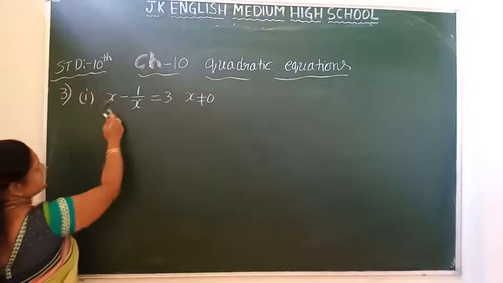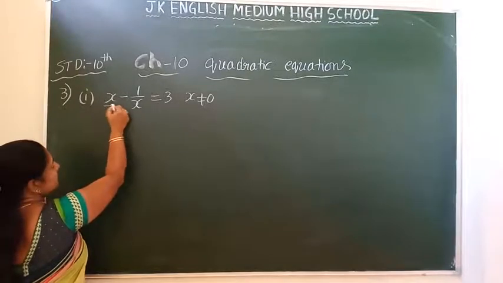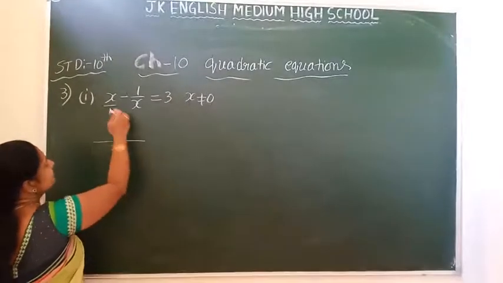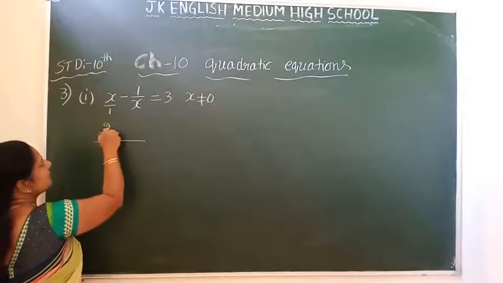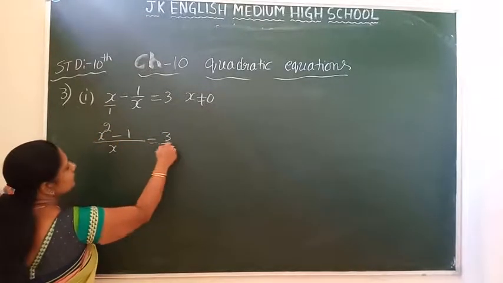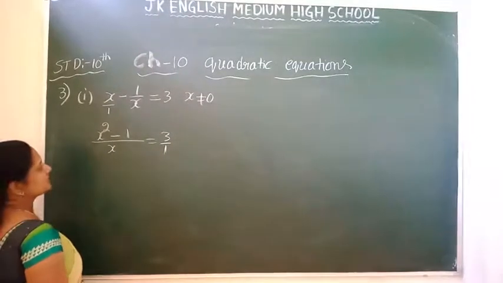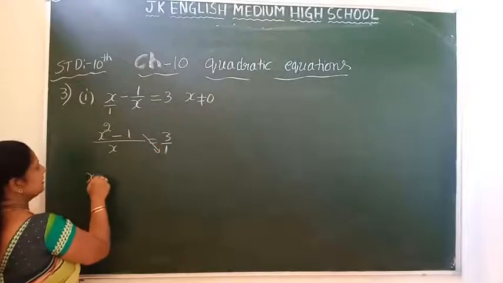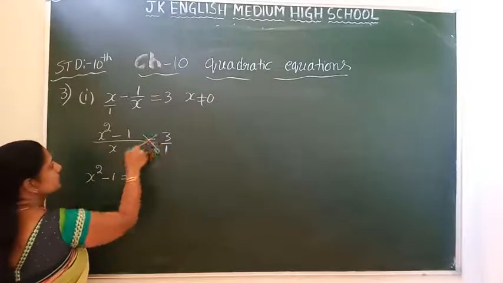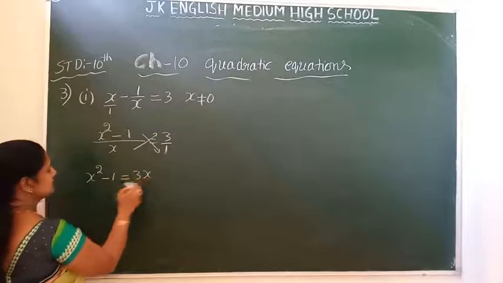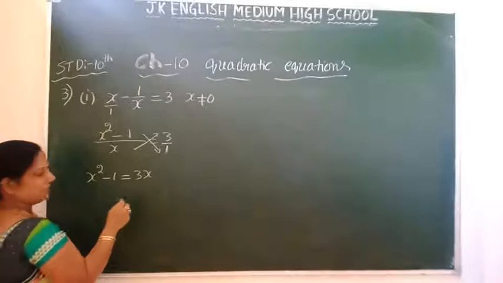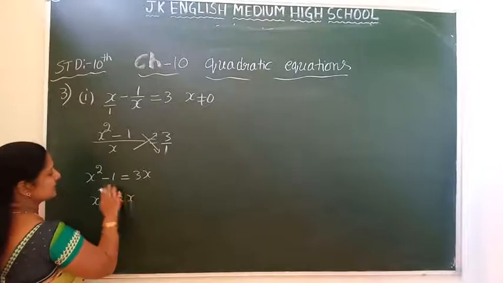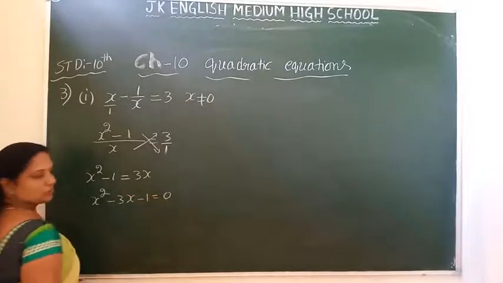Find the roots of the quadratic equation. If you observe, there is no number in the denominator, which means 1 is understood. Take the LCM for these two; x is the LCM. Then x into x is x square minus 1, equal to 3. Cross multiplication: x square minus 1 is equal to 3 into x, that is 3x. Then arrange it according to the standard form of a quadratic equation, children. x square, then I take 3x to this side, it becomes minus 3x minus 1 is equal to 0.